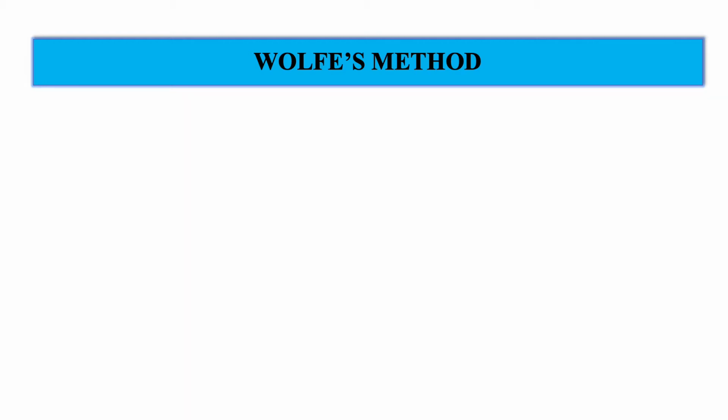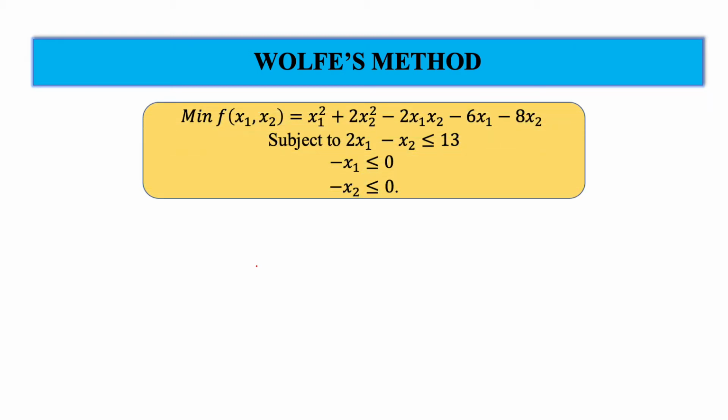So suppose we have this problem as an example. This is my objective function, which is of degree 2, and all the constraints are linear. Hence this problem is a quadratic programming problem, because the objective function is quadratic and all the constraints are linear. Now what is Q here?